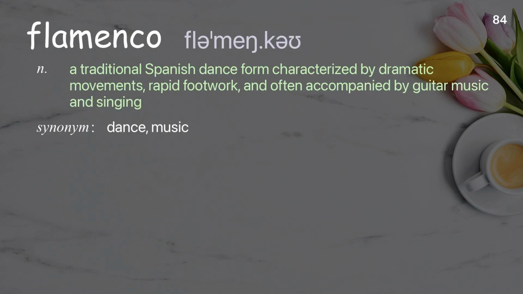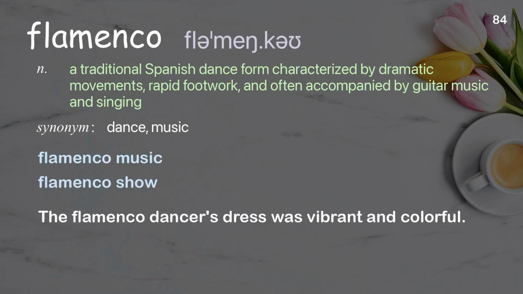Flamenco. A traditional Spanish dance form characterized by dramatic movements, rapid footwork, and often accompanied by guitar music and singing. Examples: Flamenco music. Flamenco show. The flamenco dancer's dress was vibrant and colorful.